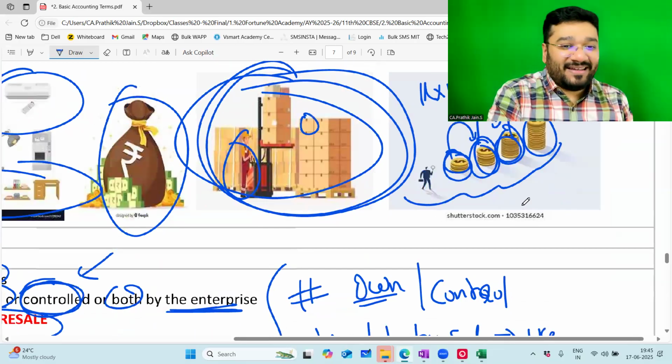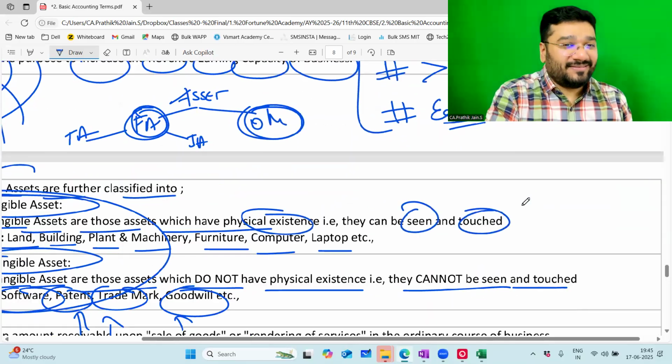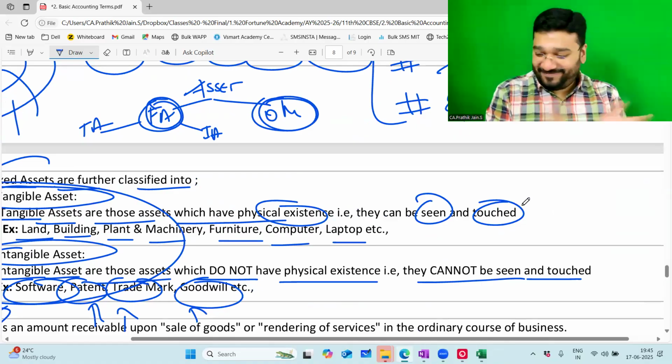You see, sir's creativity. First claps. Very good.